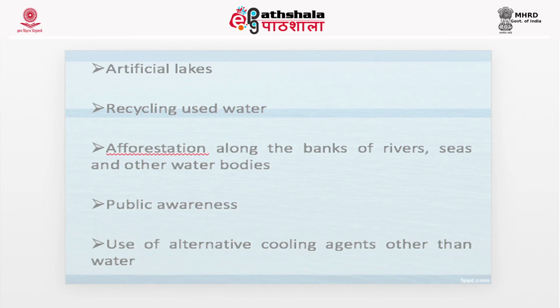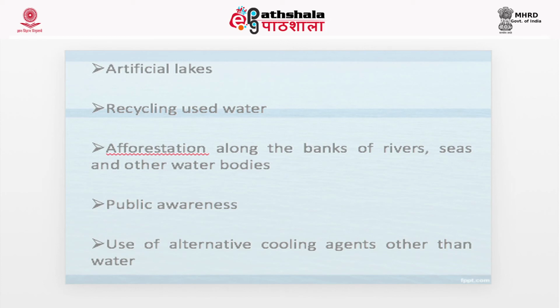If the recycling of the used water is started in plants and factories, the problem of thermal pollution can be effectively reduced. Afforestation can be done along the banks of rivers, seas and other water bodies. The trees around the sources of water help in absorbing the harsh sun rays coming from the sun and prevent them from falling directly upon the water and inhibit the heating of water bodies, that is, the natural thermal pollution.